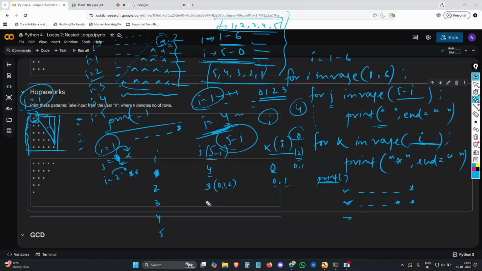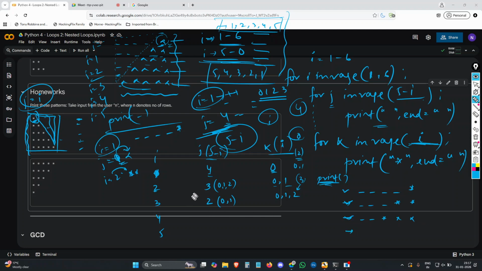Then 5 minus I. For 5 minus 3, it will become 2, which are 0 and 1. What I will get is 2 spaces and then star, star, star. Why star, star, star? Because it becomes I in range of 3 for this one. So 0, 1 and 2. I'll have 3 stars, right? So this iteration is done.